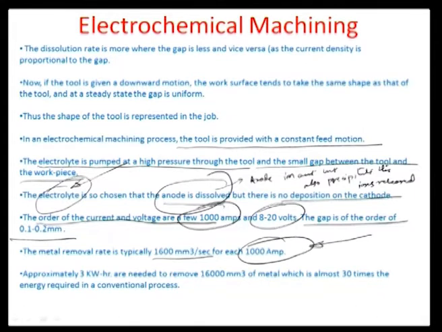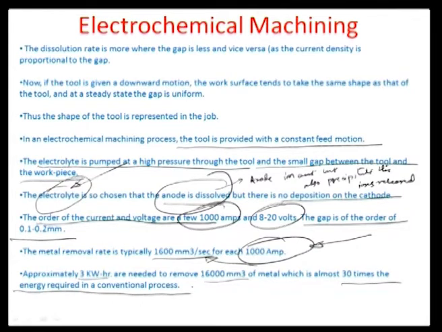Okay, so this is a highly energy intensive, high energy process. Typically energy densities are very high, the specific energy of the material removal is very high. Just some figures: approximately 3 kilowatt hour of power is needed to remove about 16,000 millimeter cube of metal, and this is about 30 times the energy required in any conventional process.